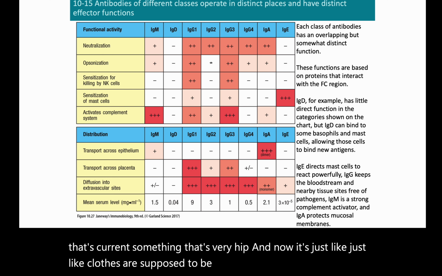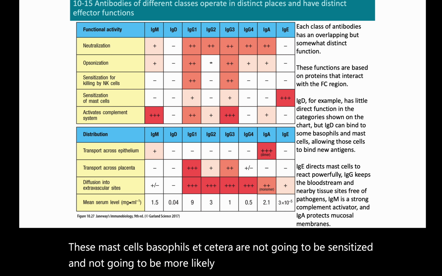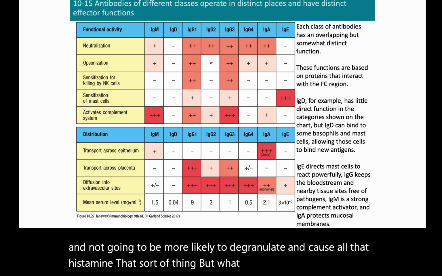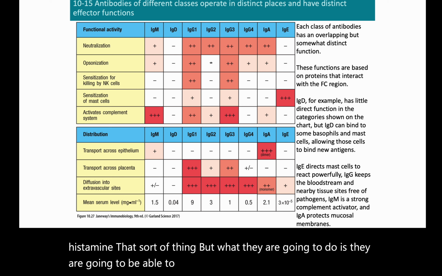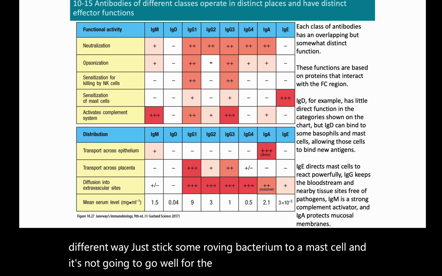So by binding on to IgD, these mast cells, basophils, etc., are not going to be sensitized. They're not going to be more likely to degranulate and cause all that histamine, that sort of thing. But what they are going to do is they are going to be able to bind to additional antigens. So this is a different way to just stick some roving bacterium to a mast cell. And it's not going to go well for the bacterium in general. So that's how they help.